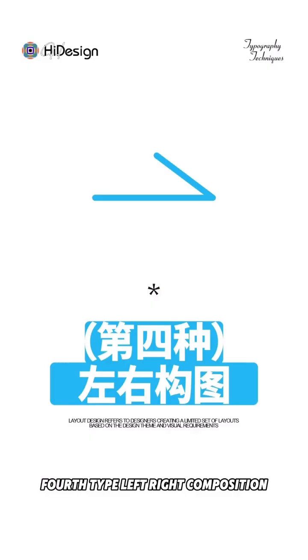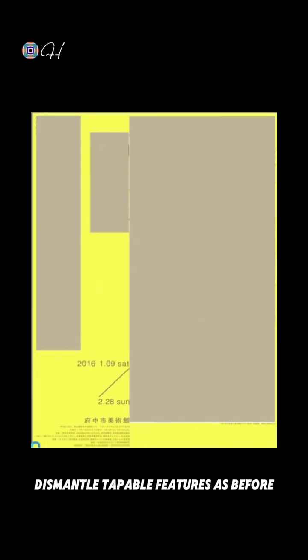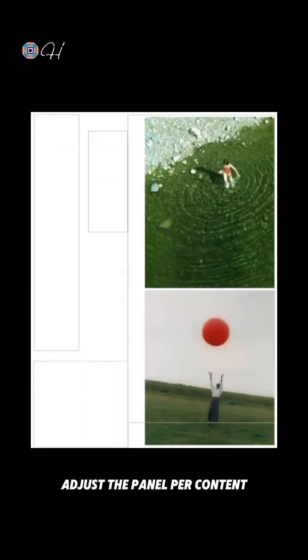Fourth type. Left-right composition. Dismantle tappable features as before. Adjust the panel per content.